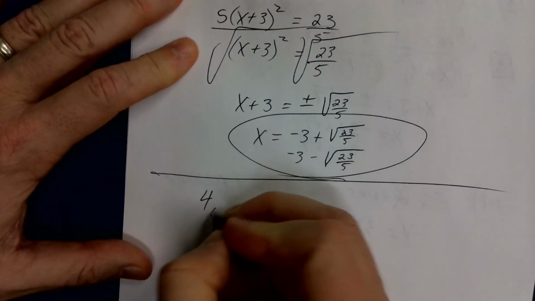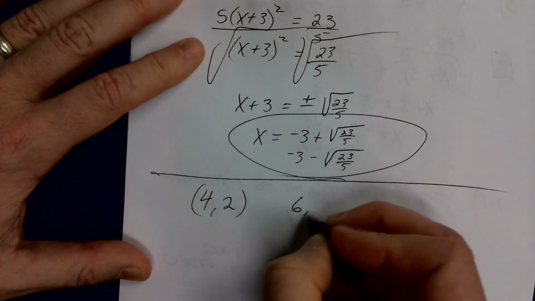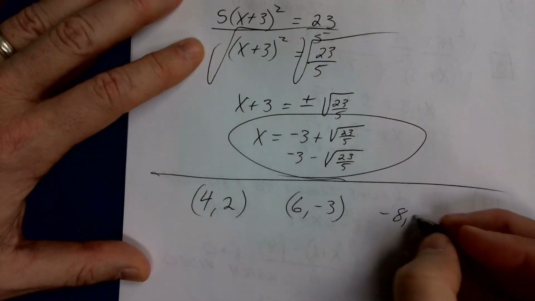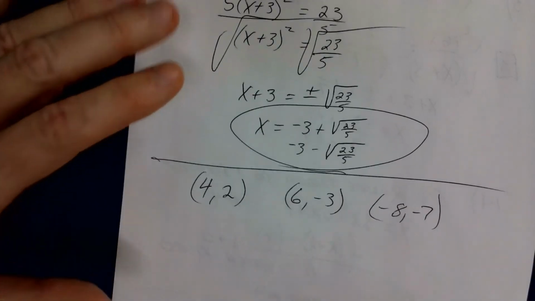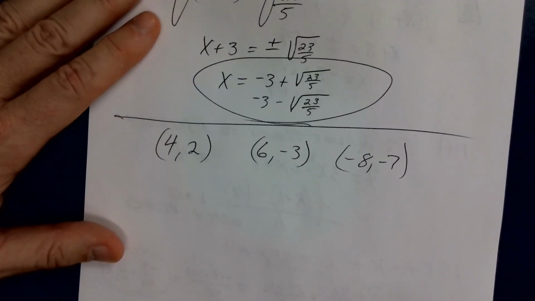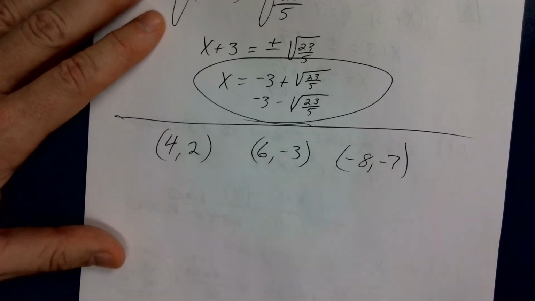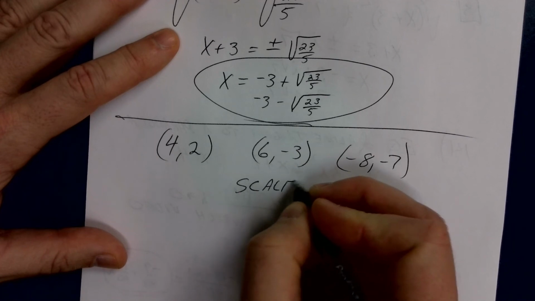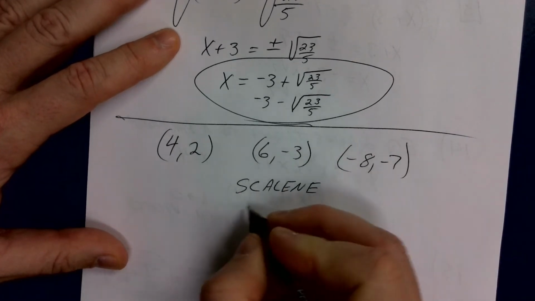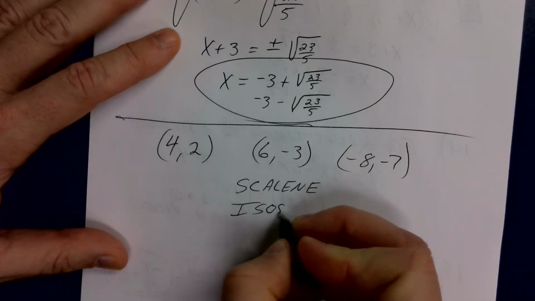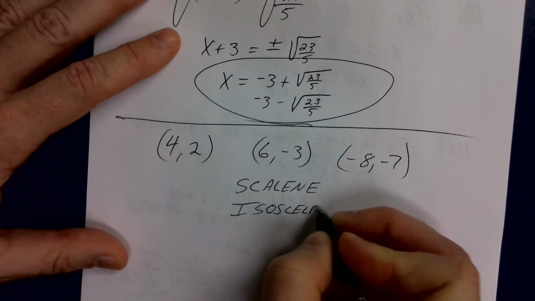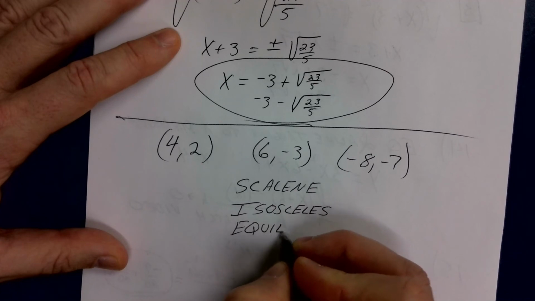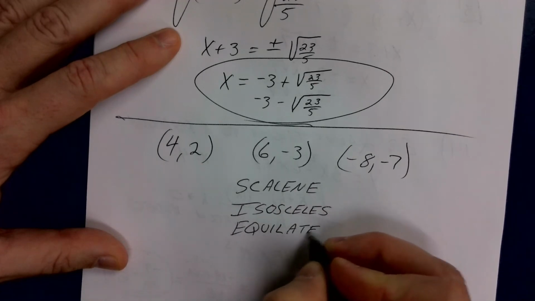Okay, (4, 2) and (6, -3) and (-8, -7). So one of the things I would ask with this is, can you find the perimeter of this triangle and then tell me, is it scalene, which means all 3 sides are different lengths? Is it isosceles, which means at least 2 of the sides are the same length, or is it equilateral, which is all 3 sides the same length?